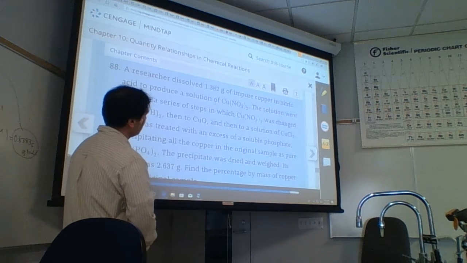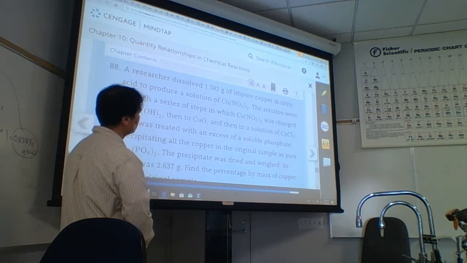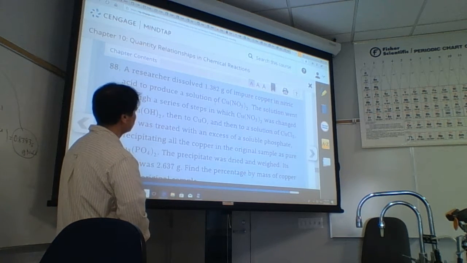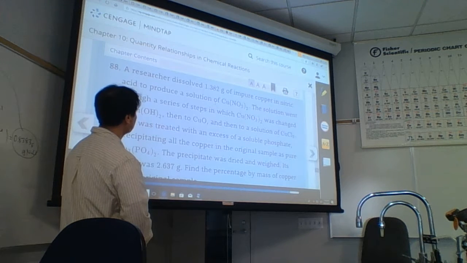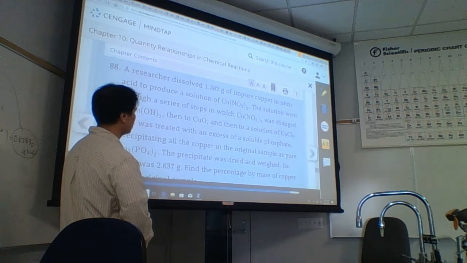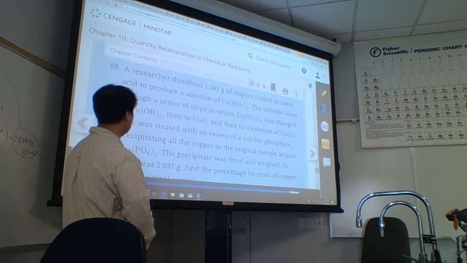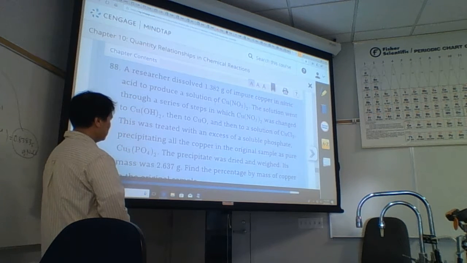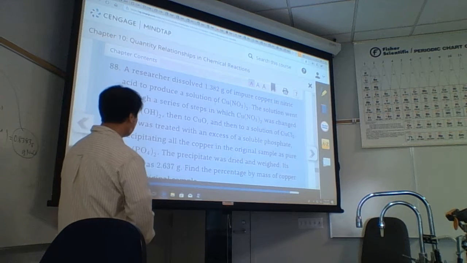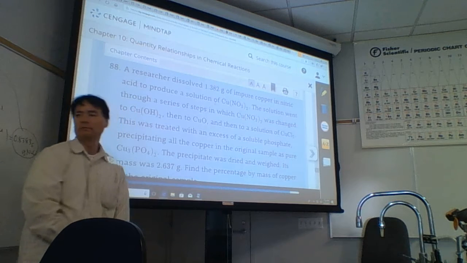Well, the way this is analyzed is that nitric acid is added to this, and all the copper is converted into copper-2 nitrate. The solution went through a series of steps in which the copper-2 nitrate was changed to copper-2 hydroxide. And so that's pretty easy. Add sodium hydroxide to it, and then to copper-2 oxide, and then to a solution of copper-2 chloride. This was treated with an excess of soluble phosphate, precipitating all the copper in the original sample as pure copper-2 phosphate. The precipitate was dried and weighed. Its mass was 2.637 grams.